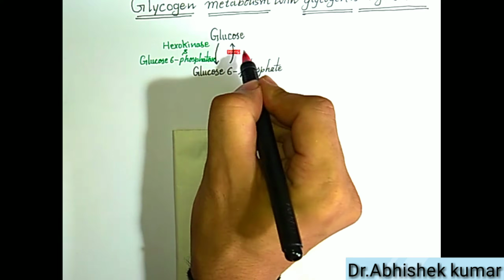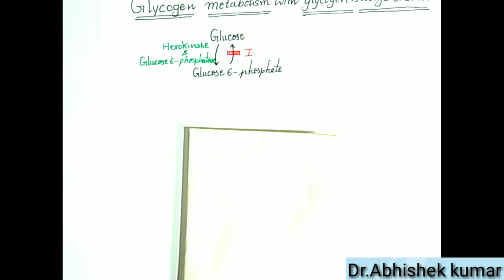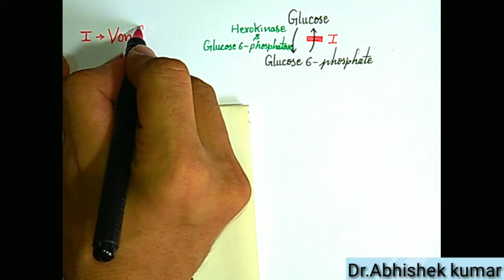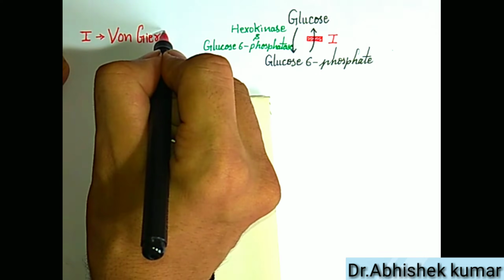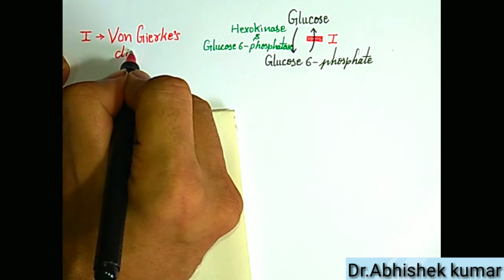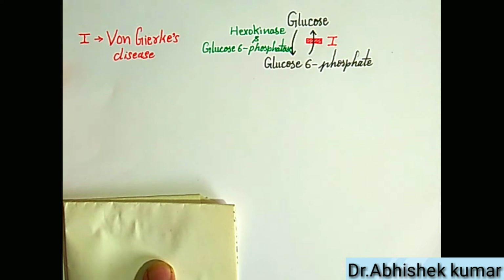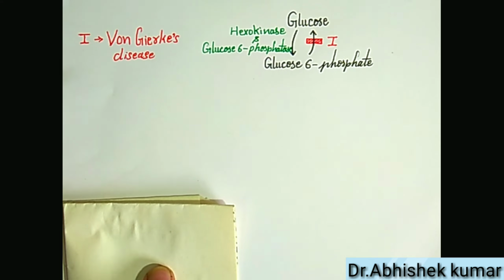The absence or deficiency of the glucose 6-phosphatase enzyme leads to Von Gierke's disease. If I did not pronounce it correctly, you can check the spelling. Von Gierke's disease is due to the deficiency of glucose 6-phosphatase, which is mainly present in the endoplasmic reticulum.